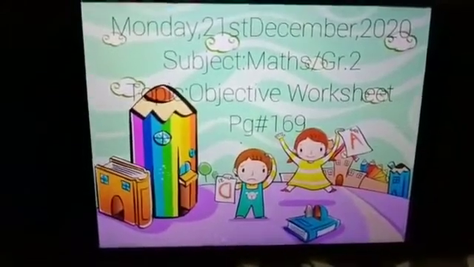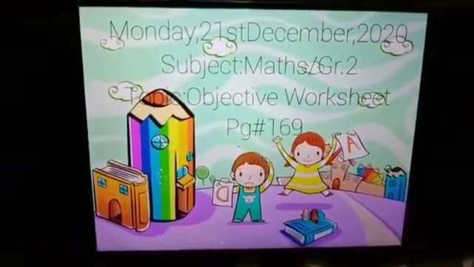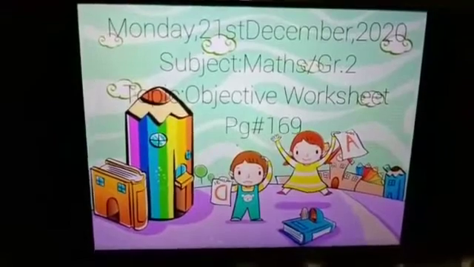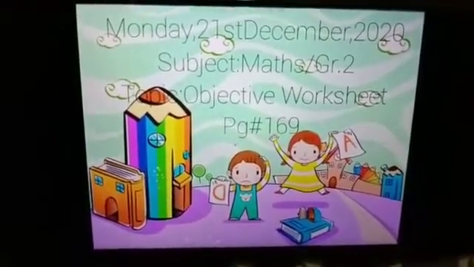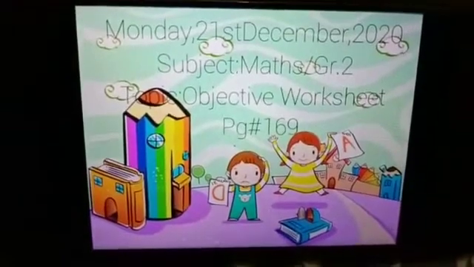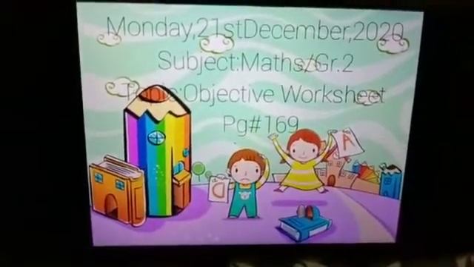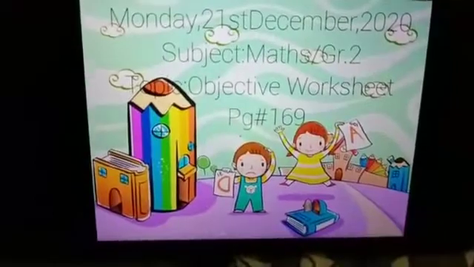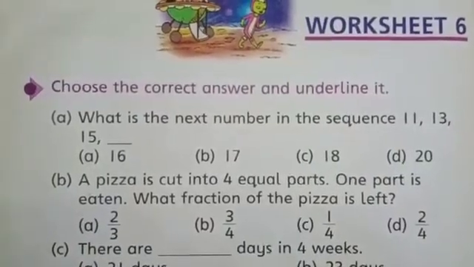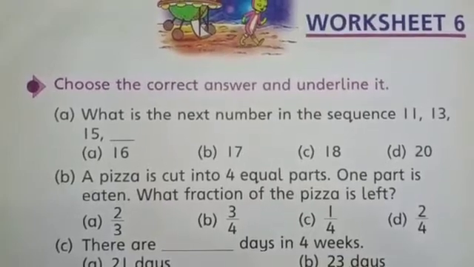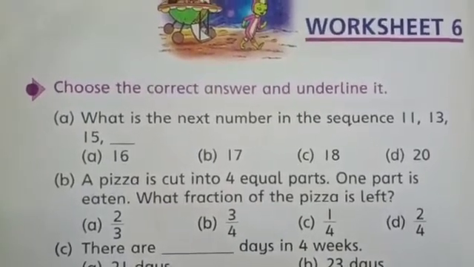So, today is Monday, 21st December 2020. It is your maths period and today we will do an objective worksheet. It's page number 169 of Countdown. So hurry up students, get ready for the work and open your Countdown books. It's page number 169. Today we will solve worksheet 6.